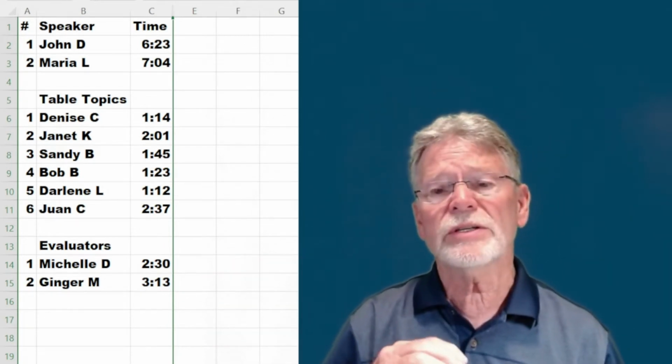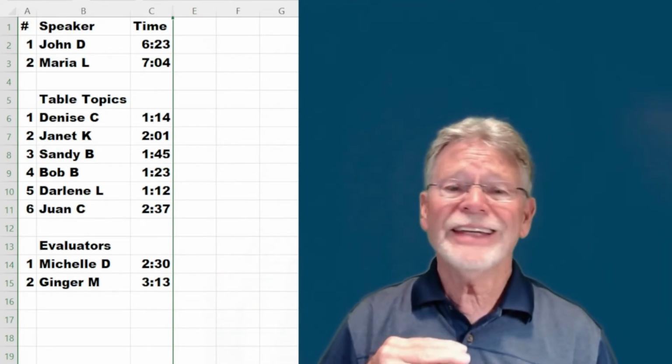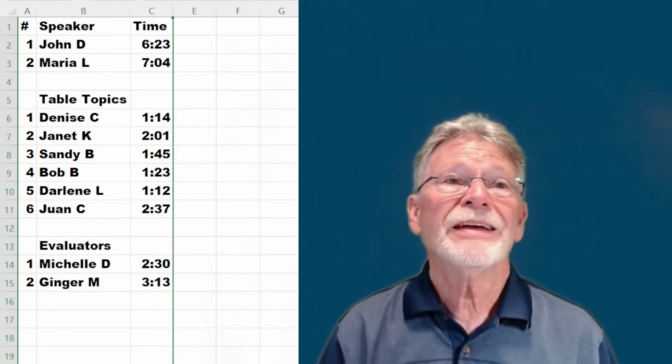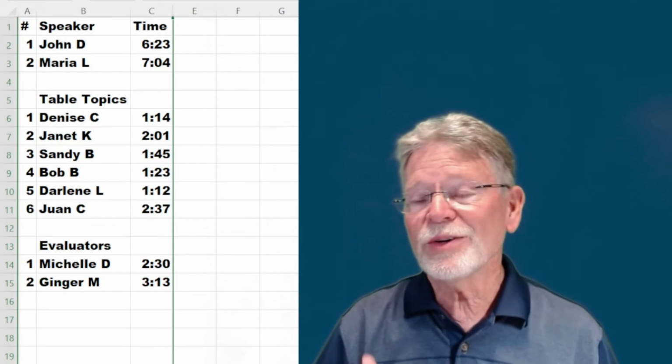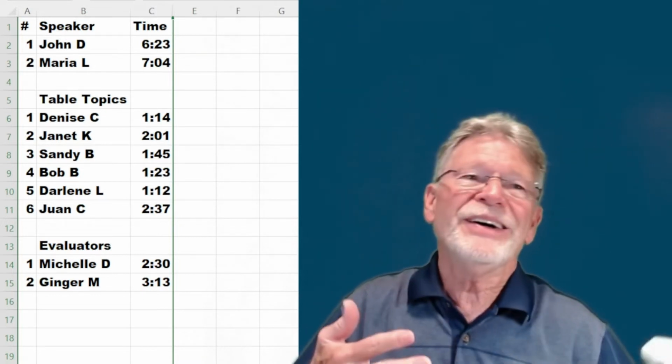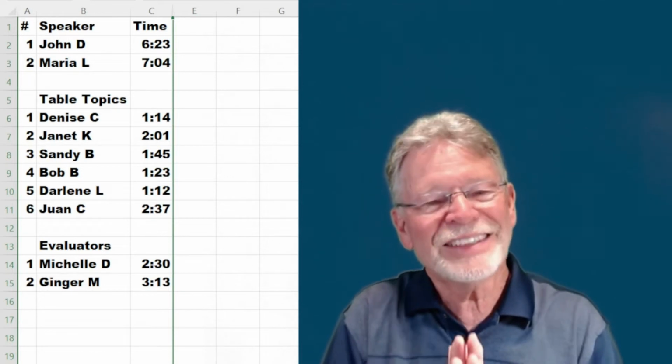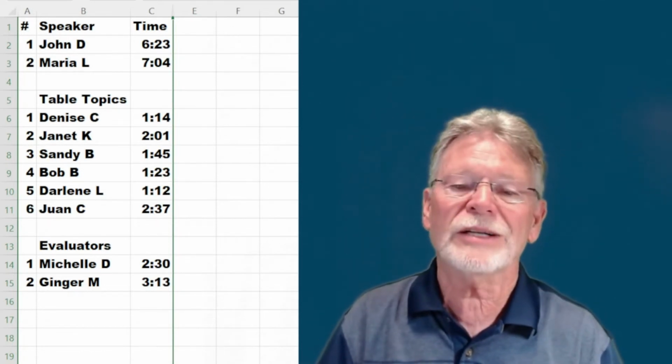I think it's very good. My friends in Japan aren't named Denise and Janet and Sandy and Darlene. It's more like Yoshiko, Yukiko, Haruko, and it's hard to not just remember their names, but what they talked about.